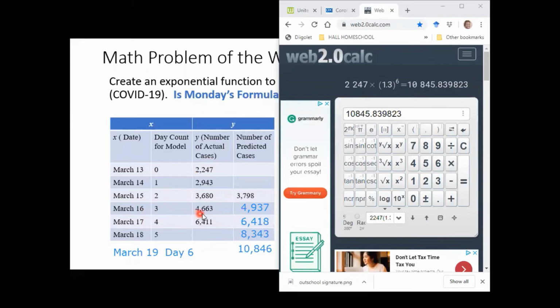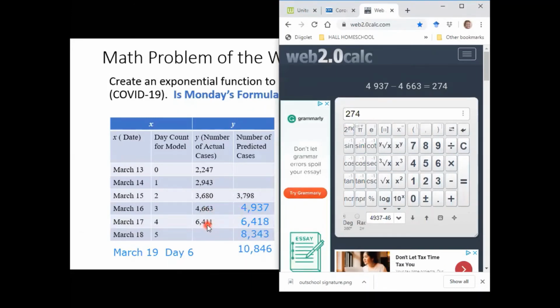All right, so let's look at March 16th. Look at the numbers. So there were less cases, praise God, on March 16th than predicted. So that's great. There was about, we can go ahead and subtract, right? We had 4,937 cases predicted. And there's actually 4,663 cases that actually came about. So we were 274 cases less. So that's great.